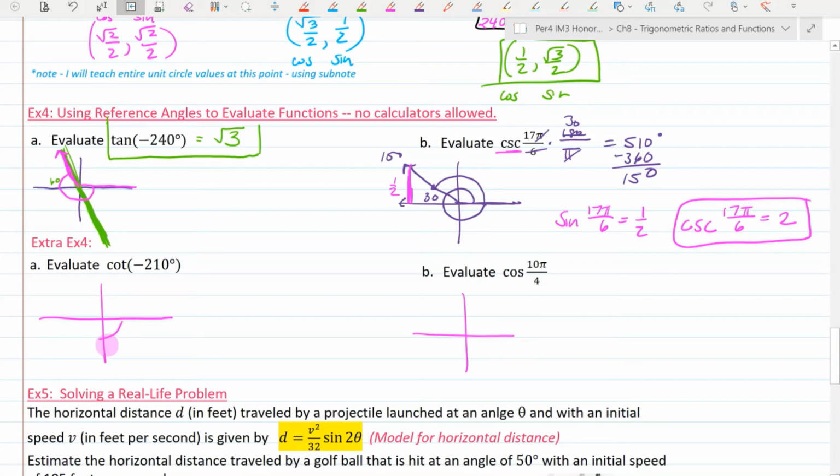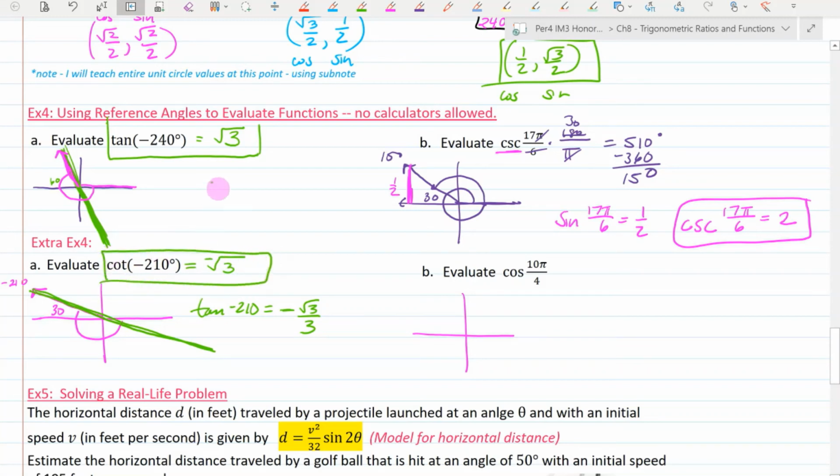All right, negative 210 is here. That's a 30-degree reference angle. So tangent of negative 210 is negative, and it's the flat one, which is the fraction, which means that cotangent is the one that's not a fraction, which is that guy. And this should be negative. I don't know why the negative sign erased.